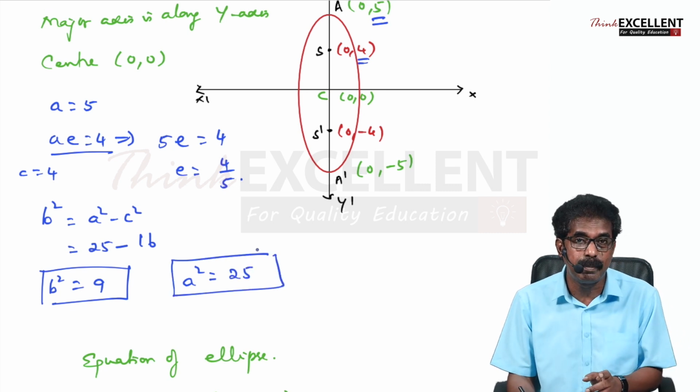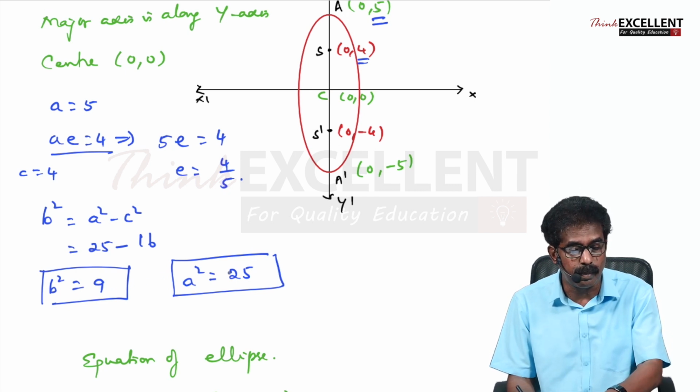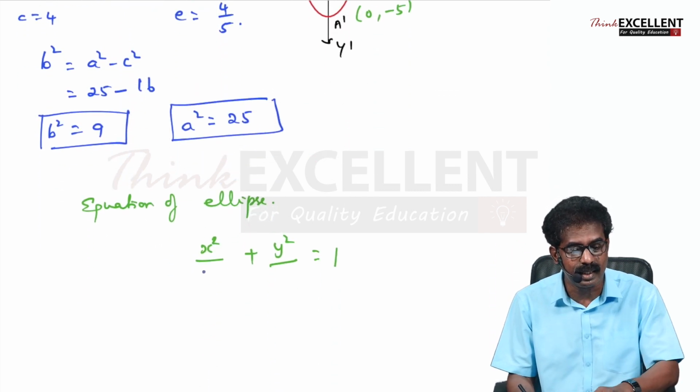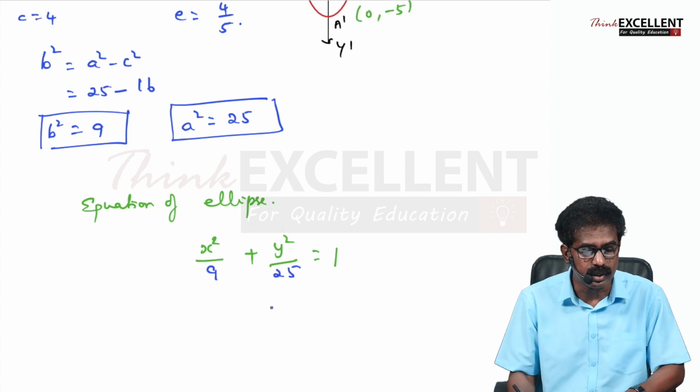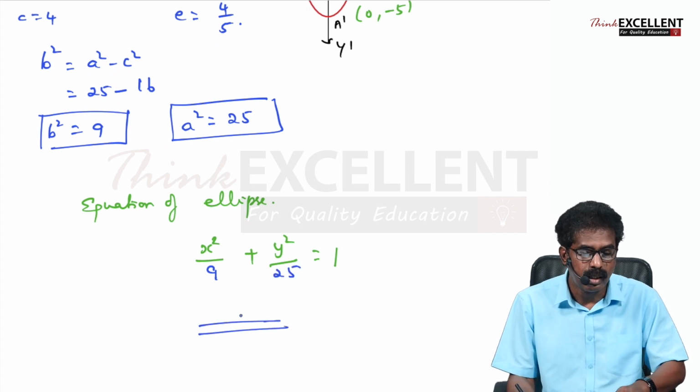This is of the second type, so smaller, greater. So among these two, the smaller number is 9, right? The other one is 25. So this is your answer: x square by 9 plus y square by 25 is equal to 1.